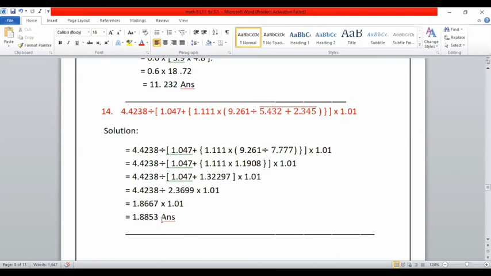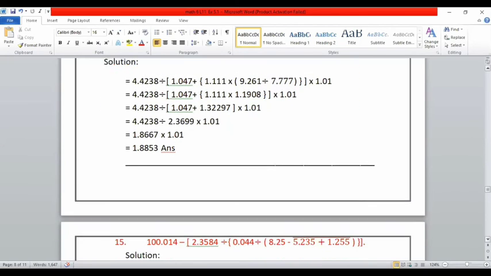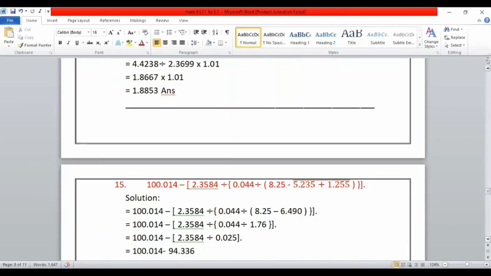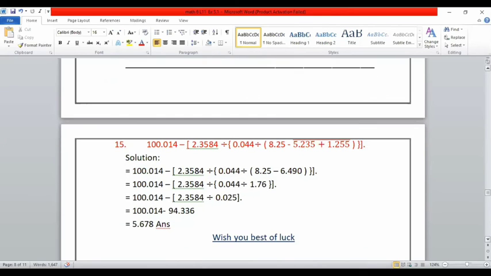When you add, in the final answer we have to keep this decimal after 6 digits, because here is 1, 2, 3, 4 and here is 1, 2, 3. Then after 6, the final answer comes 1.8853. Dear students, in question number 4 and now in question number 15, it is also the same pattern.